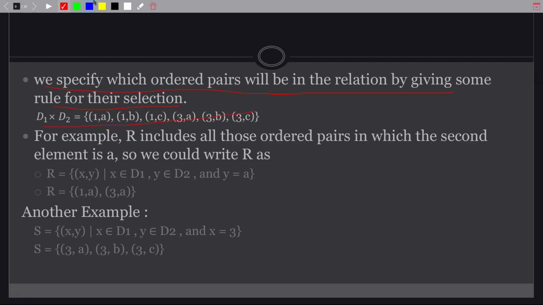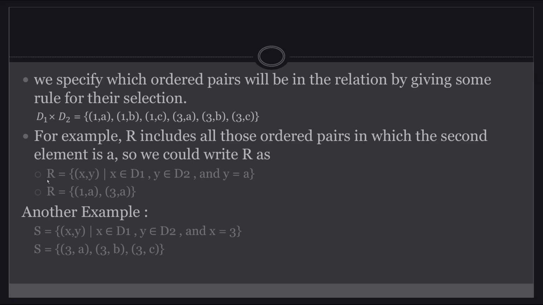So we have the Cartesian product from the previous slide, and this relation R, also from the previous slide, is defined as follows. It is the set of all ordered pairs of the form xy, where x is in D1, y is in D2, and y is equal to A. So we need the second element of the pair to be A. And that is true of exactly two elements of this Cartesian product, okay? And that gives us 1A and 3A.